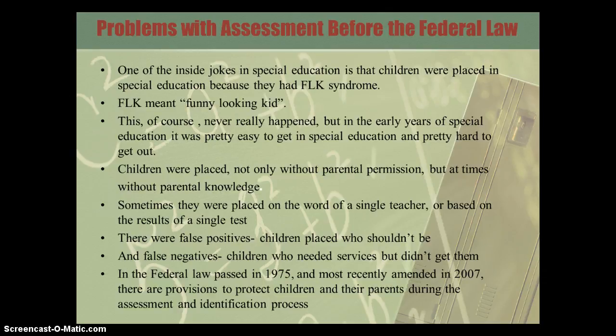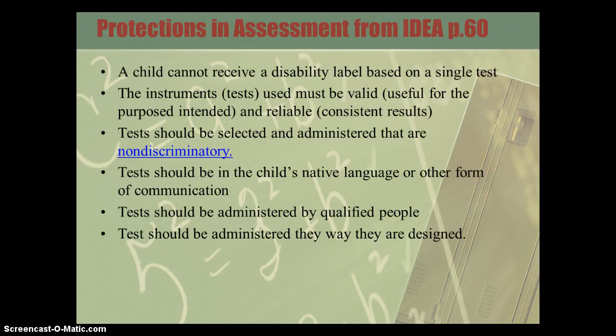And so the original federal law was passed in 75, makes sure that children are assessed properly, that we look at the full picture of the child before we put a special ed label on them of any kind. So here are some of the protections in assessment. A child can't receive a disability label based on a single test.